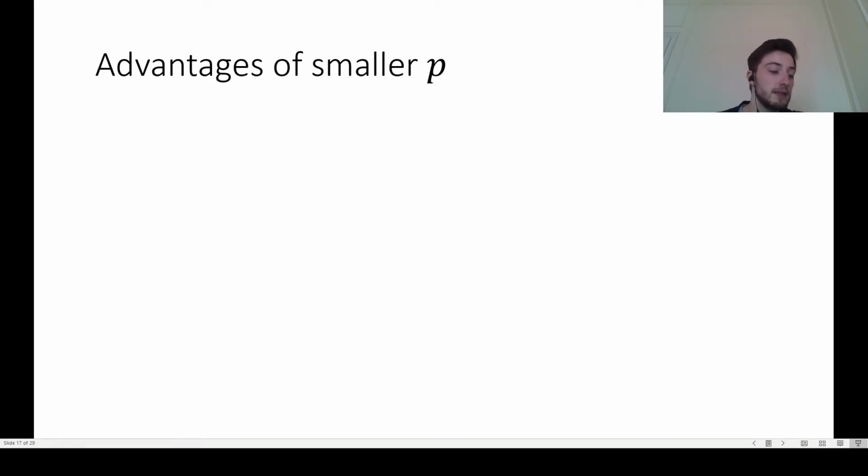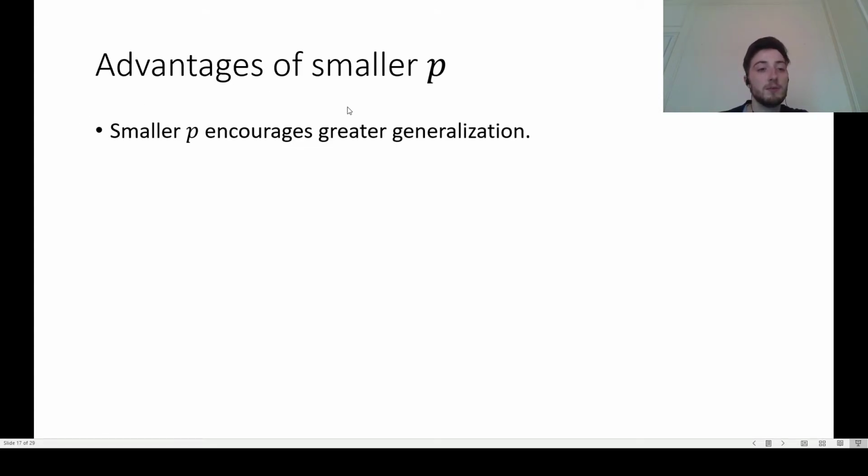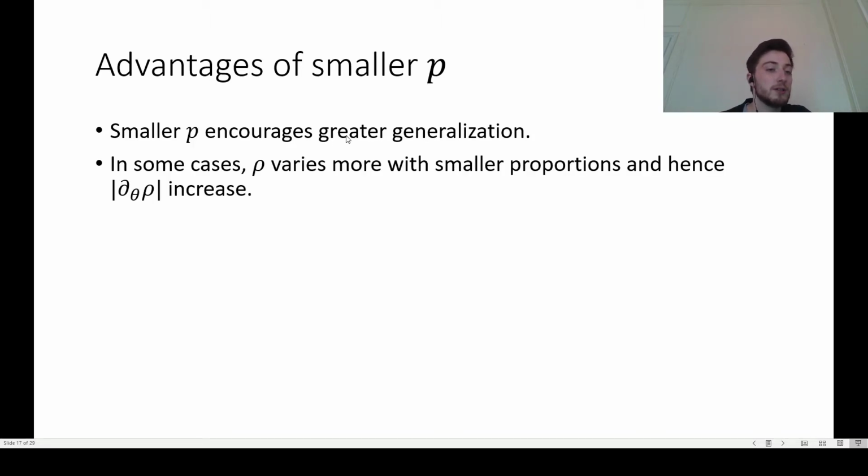This leads to the conclusion that there are some advantages to using a smaller value of p. The first one is that smaller values of p encourage greater generalization. If you think of using half the batch as sample as encouraging the kernel to generalize, using a smaller sample will encourage greater generalization. The second thing is that in some cases rho will vary more with smaller proportions, and hence the absolute value of the gradient, in other words how much we update the parameters at each iteration, will increase.